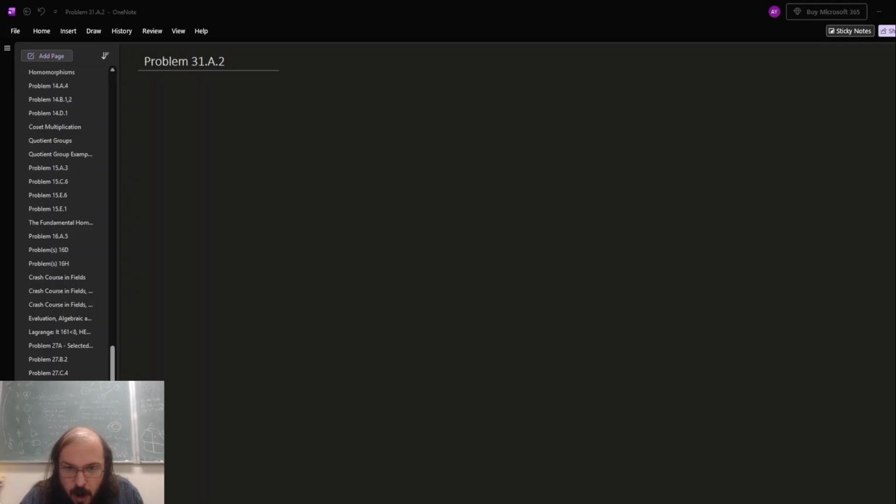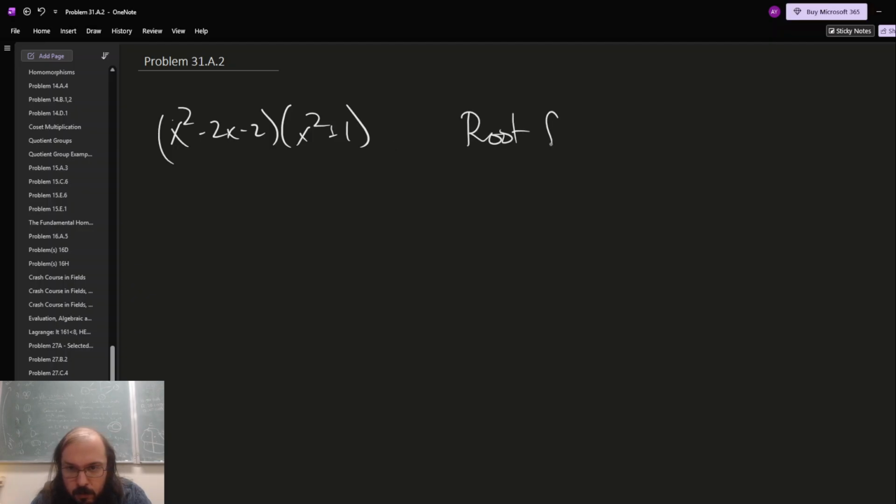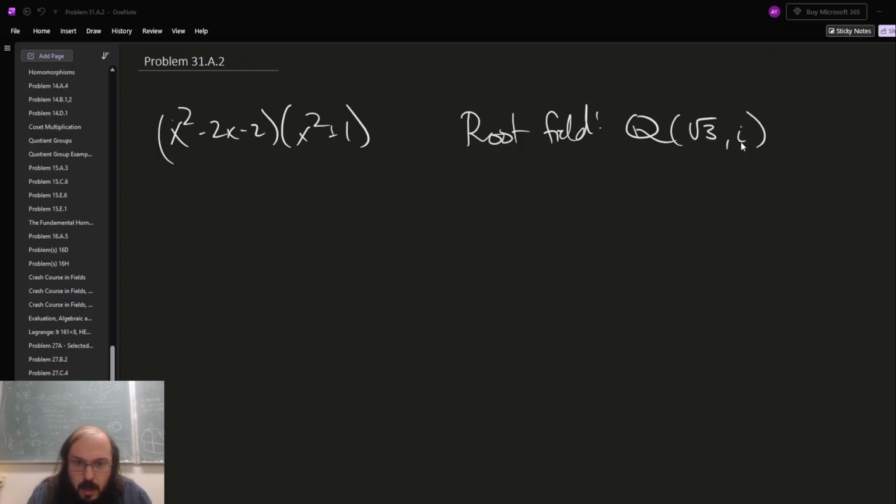Let's get started. Our first problem is to show that a specific field is the root field of a specific polynomial. Let me copy that down. The polynomial that we have is (x squared minus 2x minus 2) times (x squared plus 1). And the question tells us that the root field should be Q adjoin square root of 3 and i. Let me just make sure that's correct. Yep, that's what Pinter says. And so I want to see that this is the case.